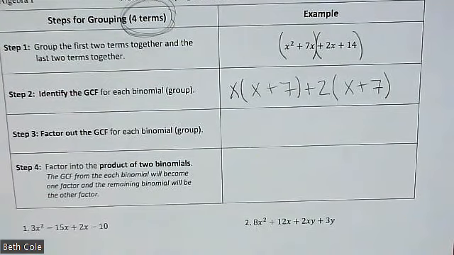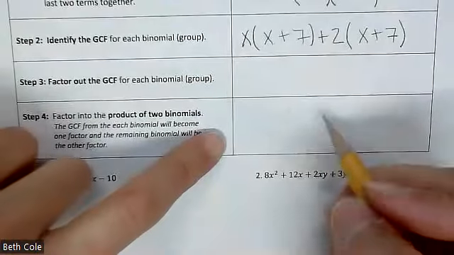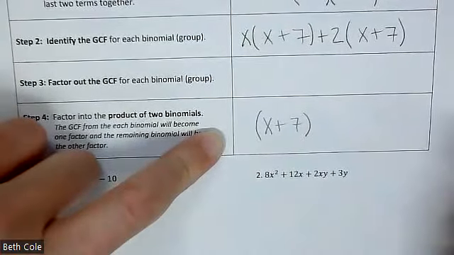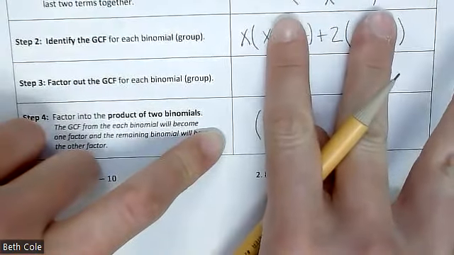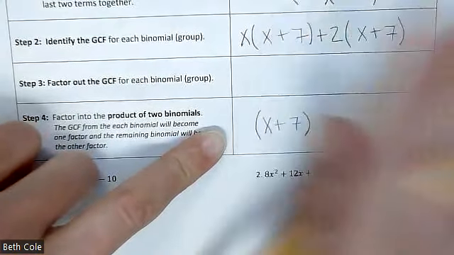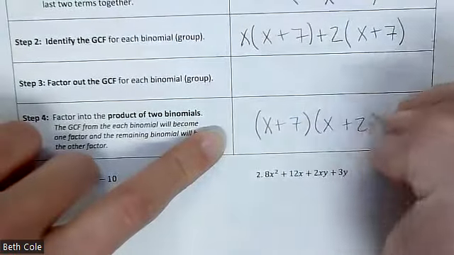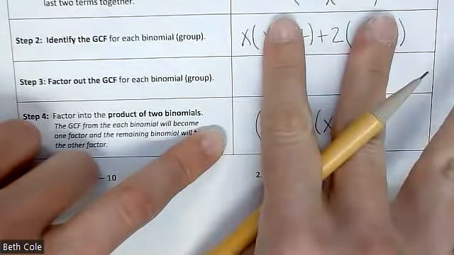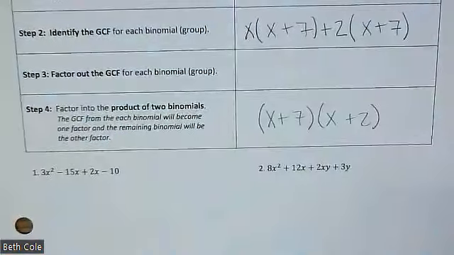And then you just kind of write the answer. You put the one that they have in common. Do you see that x plus 7? They have that in common. Now, if I cover that up, what's left? x plus 2. Plus 2, and then that's your final answer. So you put the one that they have in common and then what's left, right?